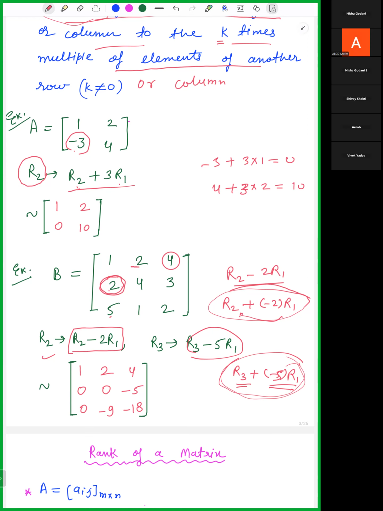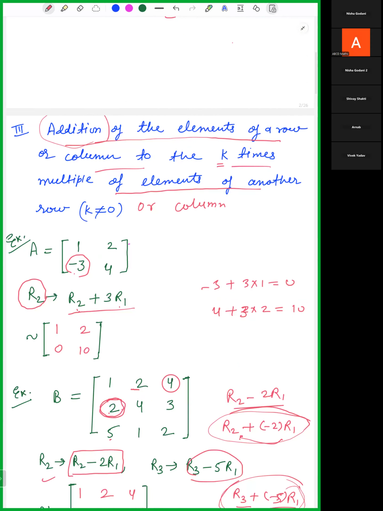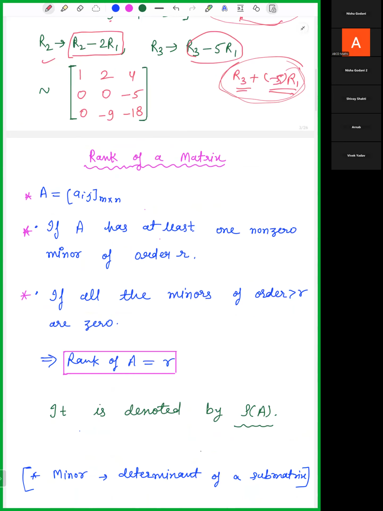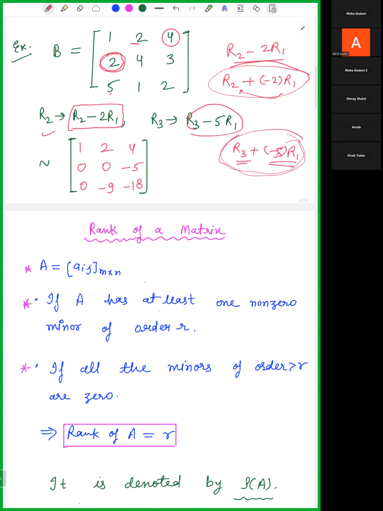Okay, are these operations okay to all? Vivek, Zorli, okay, Arnab. What about others? Okay, Shivai. Okay, great.